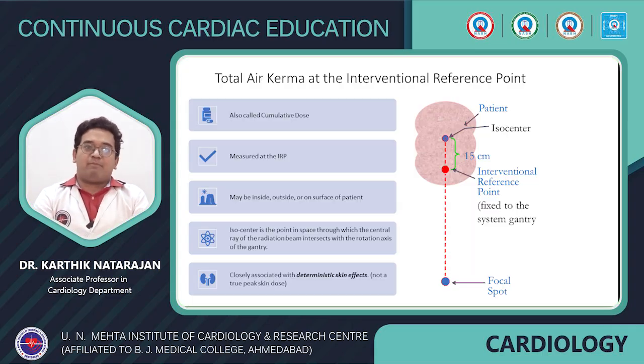So total air kerma at the interventional reference point, also called the cumulative dose, is measured at the IRP, and we'll have a look at where the IRP is generally measured. It's a fixed point in the gantry, and this is the point where you measure the air kerma and which is specifically associated with the deterministic skin effects. This is the isocenter, and this is the focal spot from which the X-ray is emitted, and then at 15 centimeters from the isocenter, you have the interventional reference point, which is a fixed point to the system gantry.